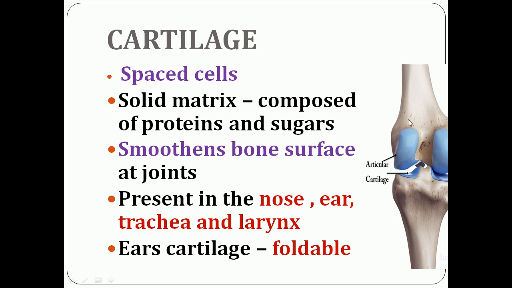Here you can see the region where the cartilage is located. It is found on the bone surface near the joint region. It will smoothen the bone surface. That is the function of cartilage, isn't it?